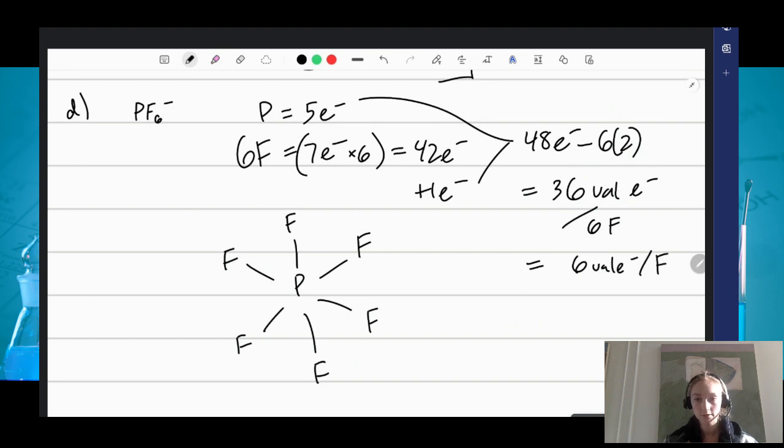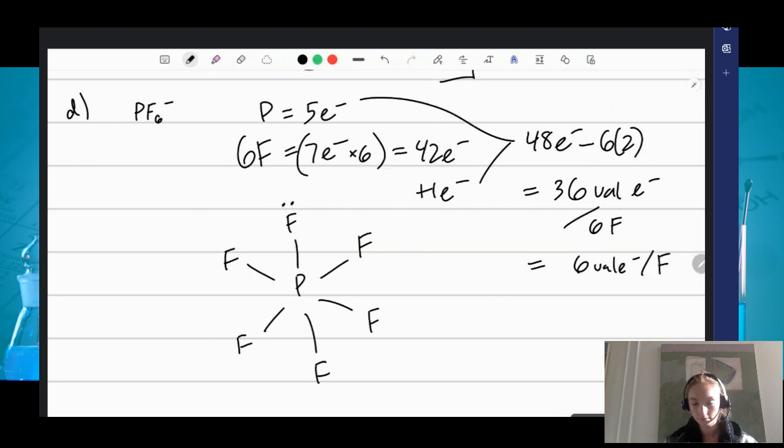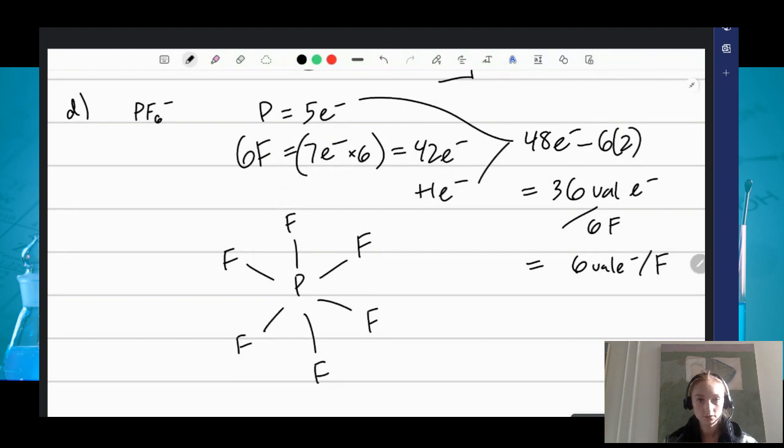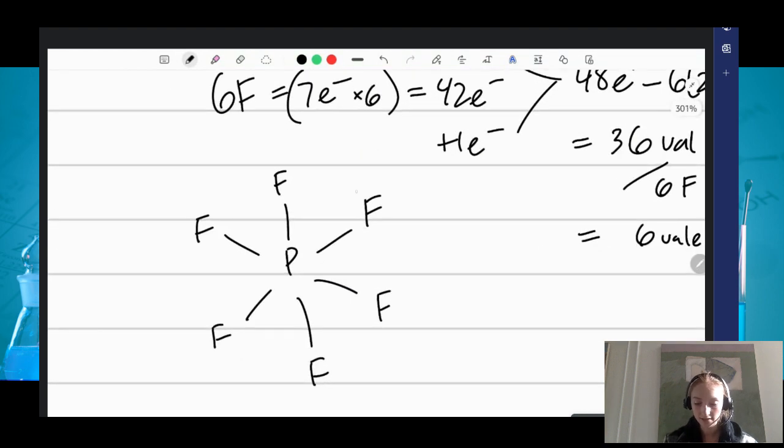So let's distribute all of those. So we have 6 on each. And before putting those down, just to double check, if we add 6 valence electrons to each fluorine here, there's going to be 2, 4, 6, 8. So the fluorine is going to be satisfied because it has 8 valence electrons.